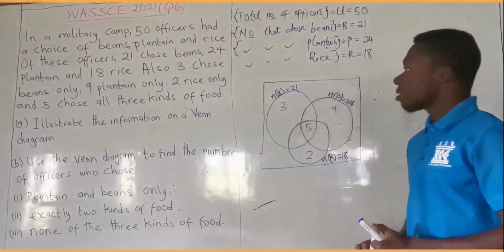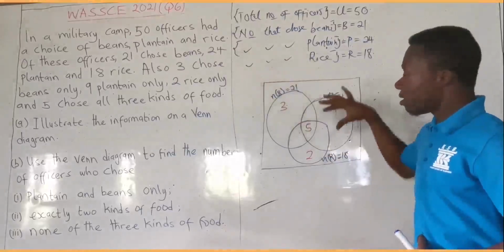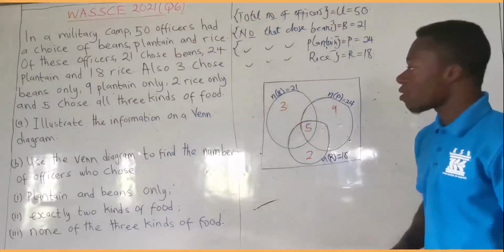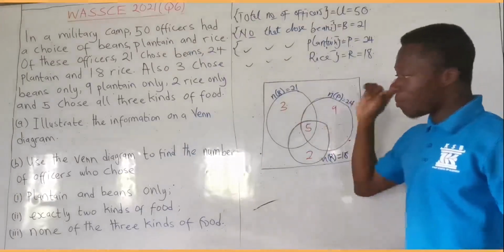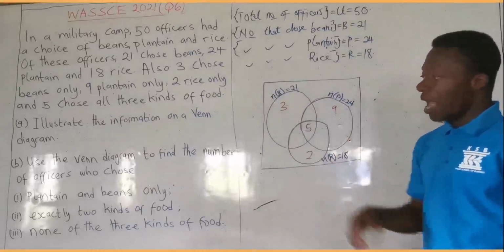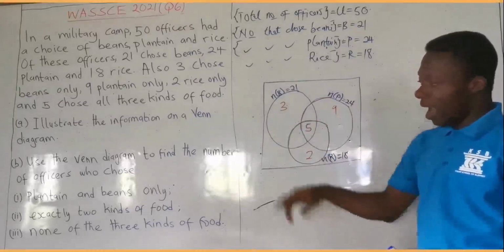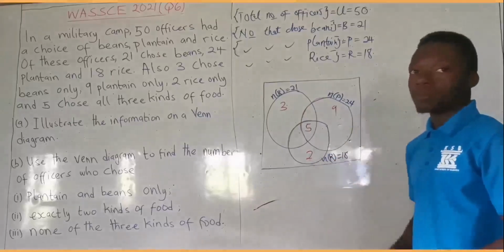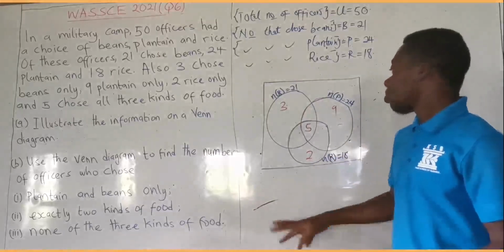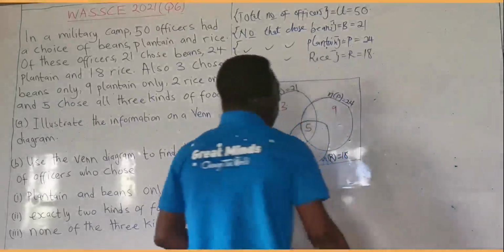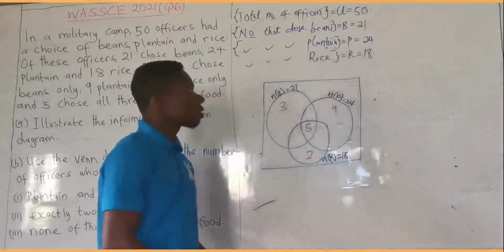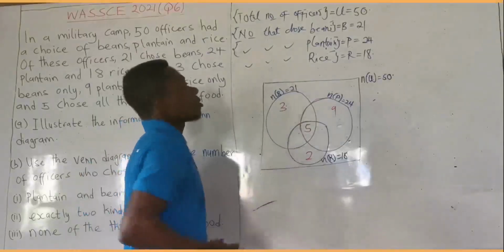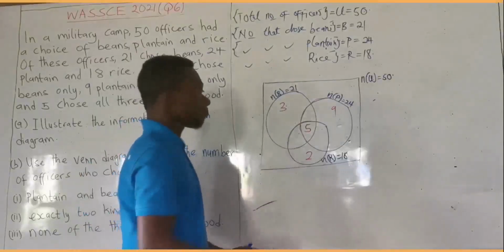So after illustrating this information in the Venn diagram, we are asked to use the information to find the number of officers who choose plantain and beans only, exactly 2 kinds of the food, and none of the 3 kinds of the food. Alright, let's see how we go by answering these questions. Let's continue.